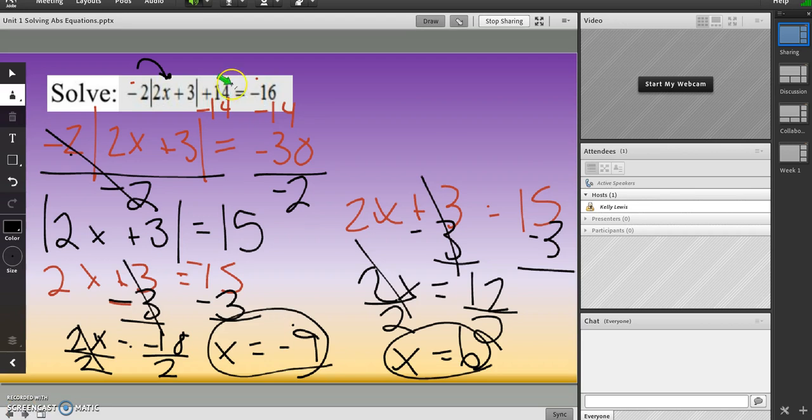So you need to make sure you add and subtract everything and multiply or divide by everything that's not in the absolute value grouping symbols, and then deal with the absolute value and do a positive and a negative. Oh, okay, it's right here. I just didn't write it down.